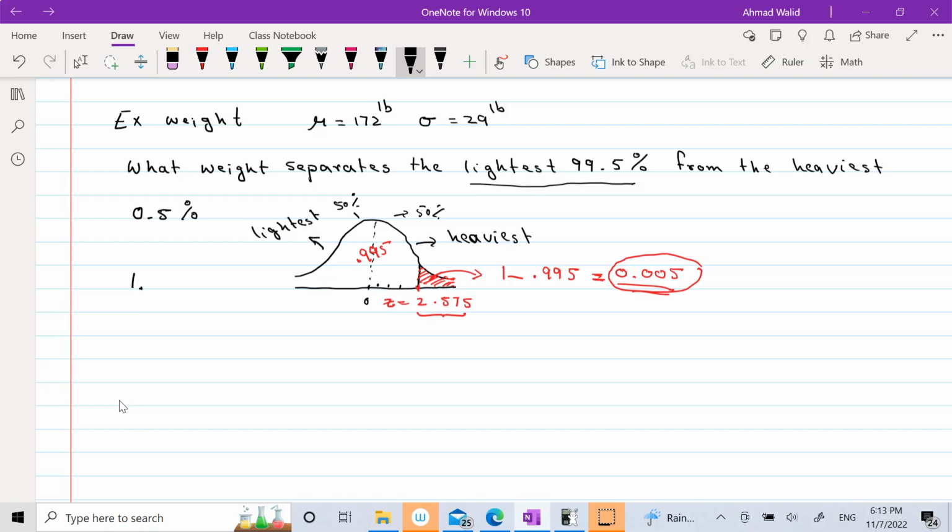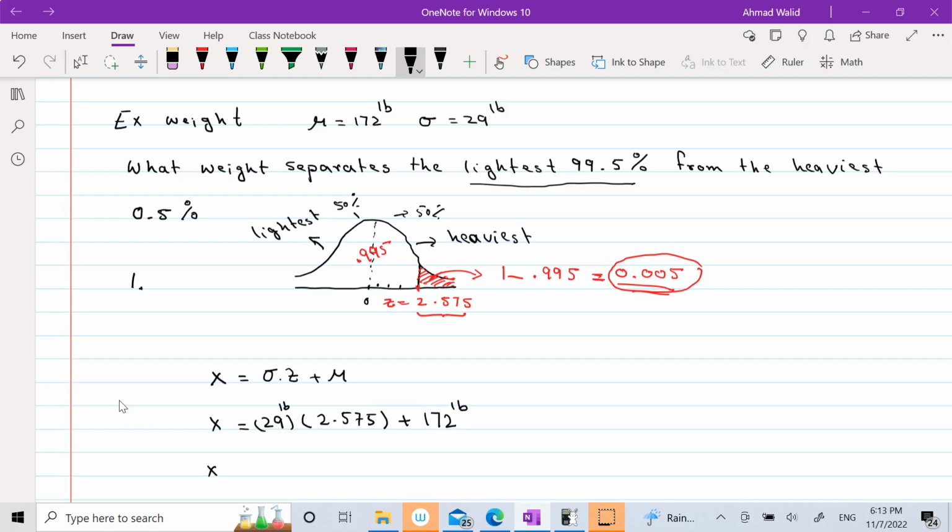Now step 3, I'll use my formula, which is x equals sigma times z plus mu. It means x equals, a standard deviation is given as 29 pounds, correct? Times z, your z-score is 2.575, correct? Plus mu, which is 172 pounds.